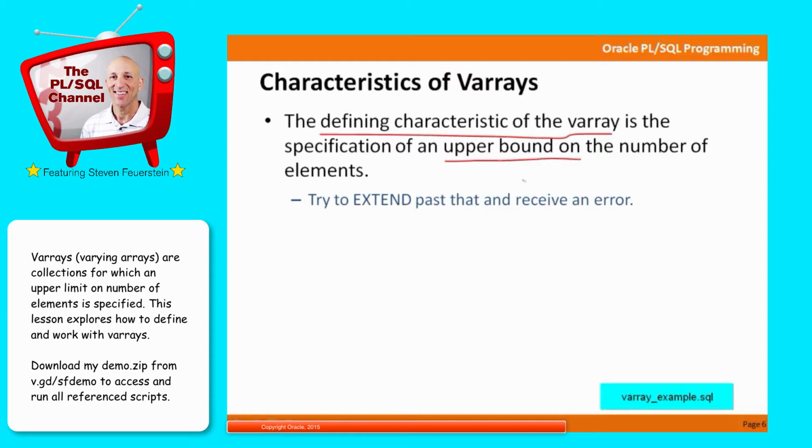None of the other collection types have that constraint, although there is a maximum limit to the number of elements that can be defined in a nested table and associative array, you're likely never to hit them because they're so large. So V-arrays are only for circumstances where you know that there's an upper limit and need to specify that upper limit.